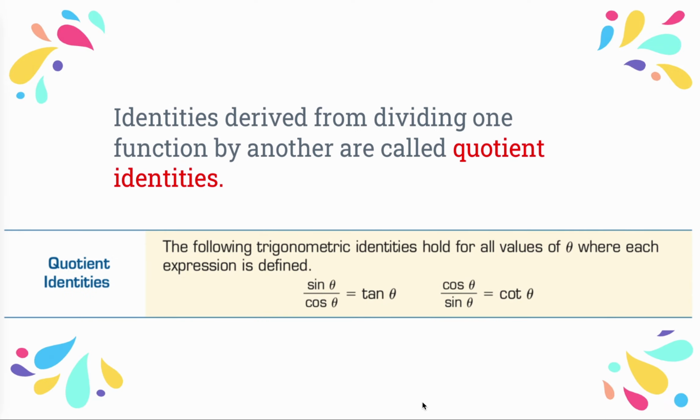We also have identities that can be derived from dividing one function by another. These are the quotient identities. So tangent x is sine over cosine, and cotangent x is cosine over sine.